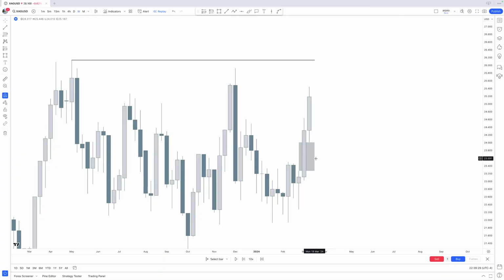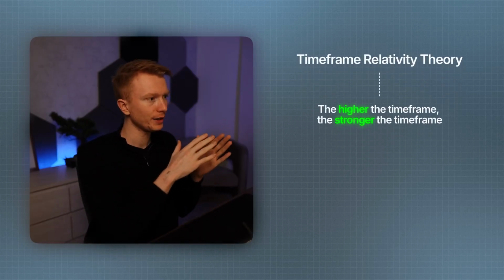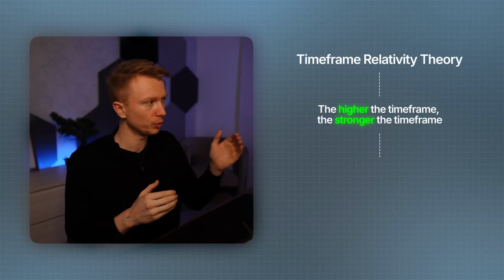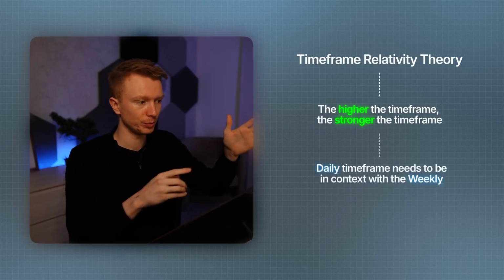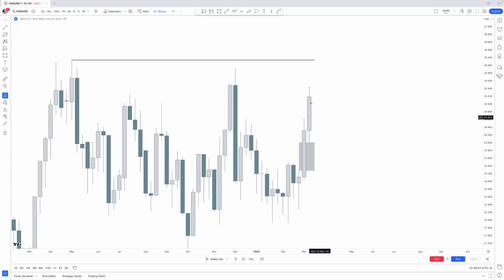A lot of people would see this weekly fair value gap right here and would expect a retracement into that fair value gap to then continue higher off of that. And time frame relativity theory is simply the higher the time frame, the stronger the time frame. So we want the daily time frame, for example, to be in context of the weekly. As a general rule of thumb, if we have a daily fair value gap above a weekly fair value gap, it's not going to be as strong. But when we have a breakaway gap, this is actually not the case, and we do want to go down a time frame.